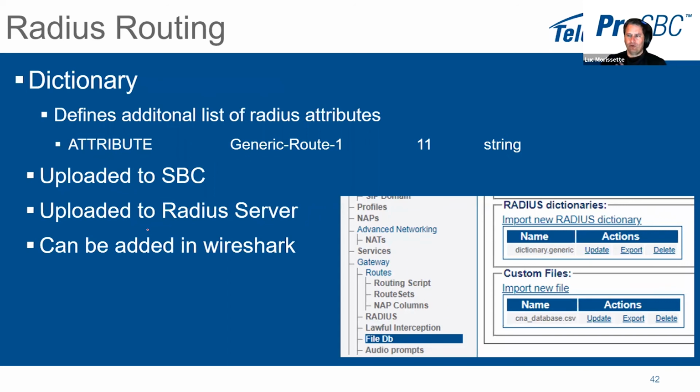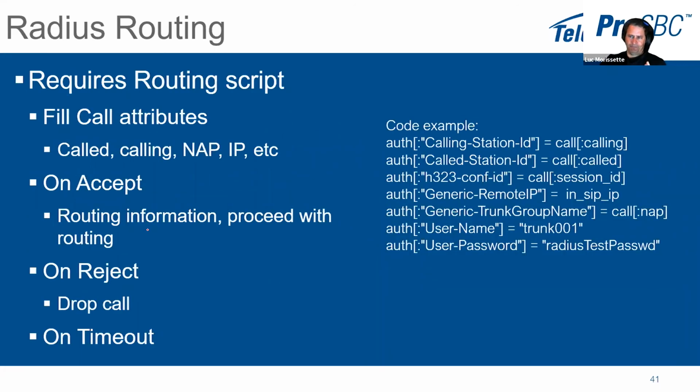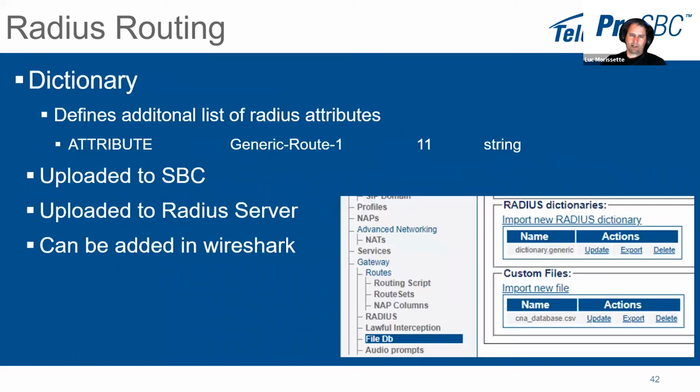Now, I talked to you about the dictionary. So for example, you have some default parameters. You see here, Calling-Station-ID is defined in one of the RFCs for RADIUS. And I will talk to you about this in the next presentation that talks about call detail records. Okay, and so you see these are standard information, but others like generic are non-standard, and we can create our own. To do this, you can just create a new dictionary.